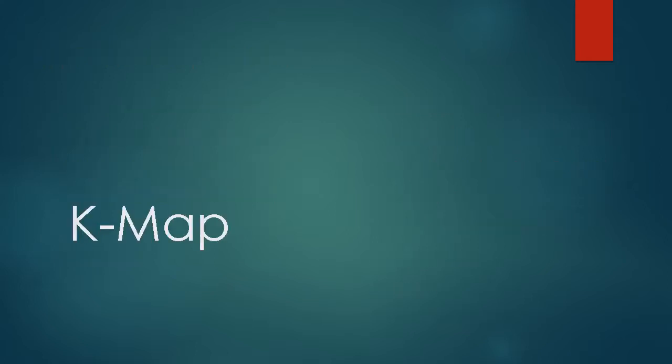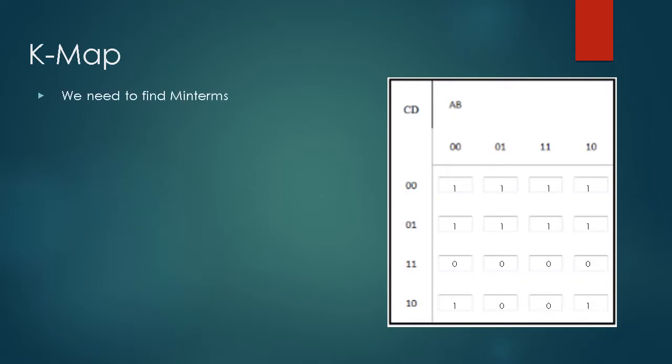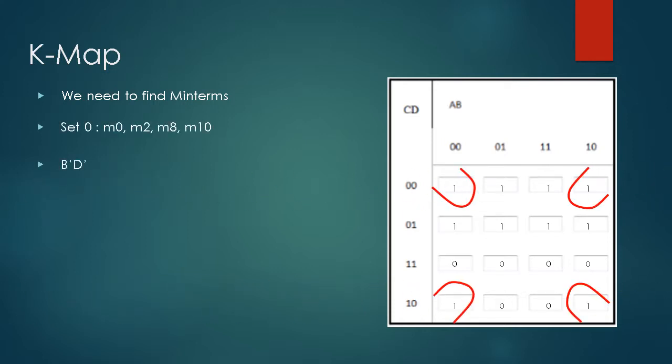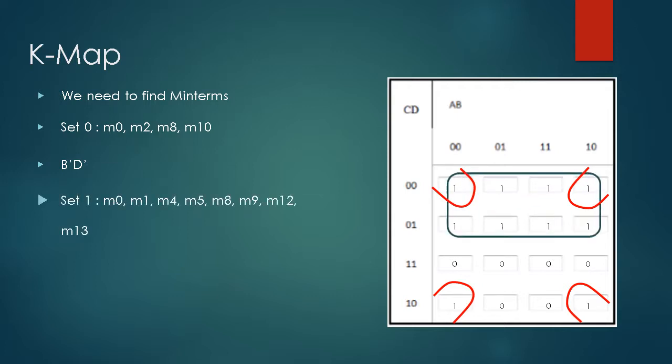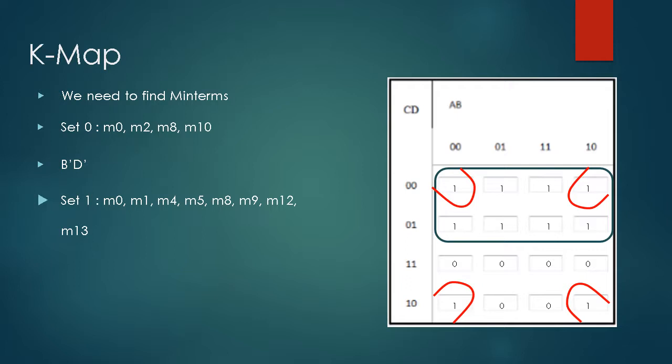Let's find the Keymap. To find the Keymap, we need to find primarily the minterms. For Z0, you have minterms 0, 2, 8, and 10, which can be evaluated as B0, D0. Set 1 is minterms 0, 1, 4, 5, 8, 9, 12, and 13, which can be evaluated as C0. When you combine both sets, it is B0, D0, or C0.